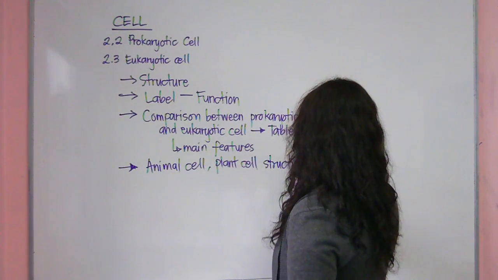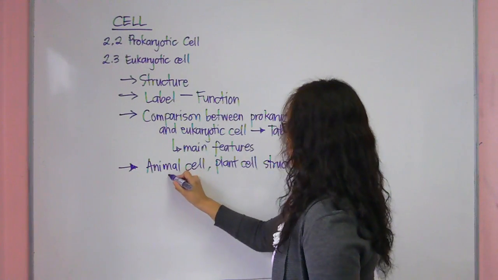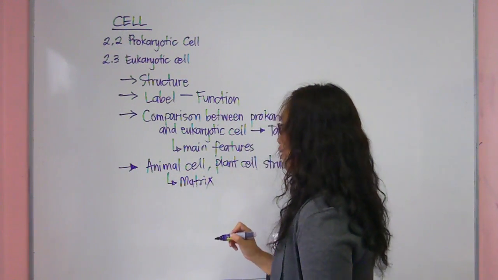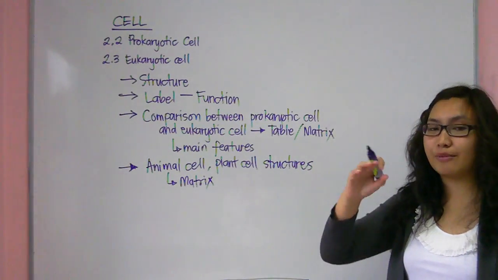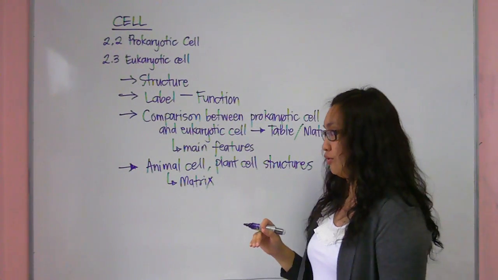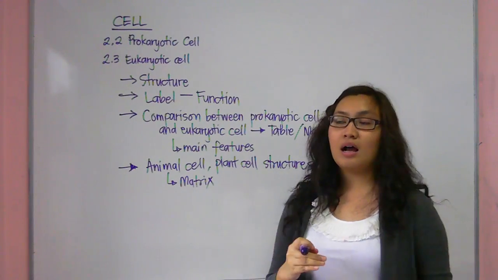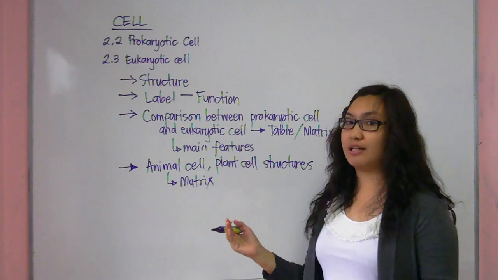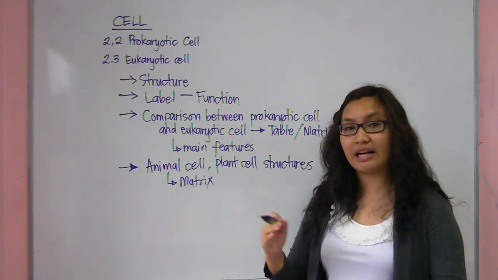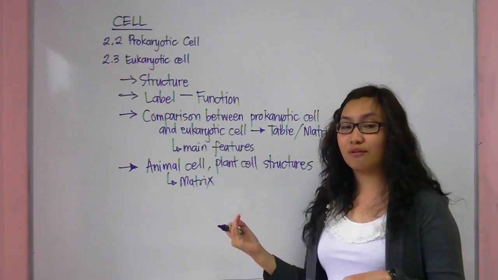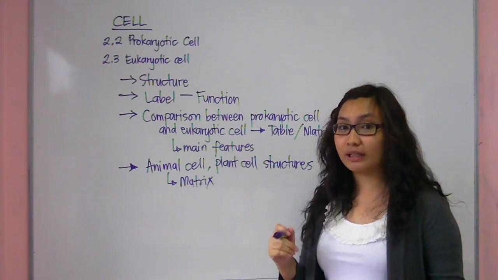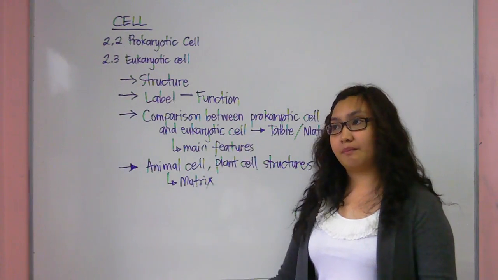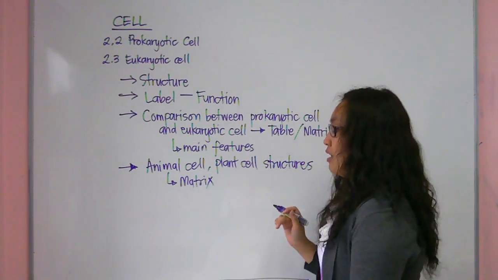Structures. By using a matrix, you can also elaborate on the features that are present for both animals and plants. For example, the presence of cell wall. Cell wall is only present in plant cells, whereas for animal cells it is absent. The presence of chloroplast: chloroplast is an organelle that can only be found in plant cells, whereas it is absent in animal cells.